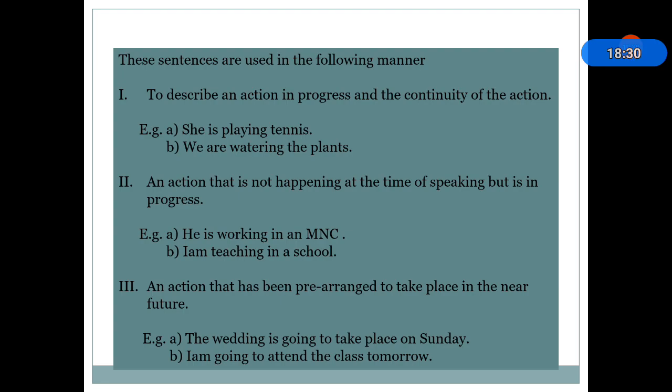Then the third, it denotes an action that has been pre-arranged to take place in the near future. Example: the wedding is going to take place on Sunday. Next: I am going to attend the class tomorrow.